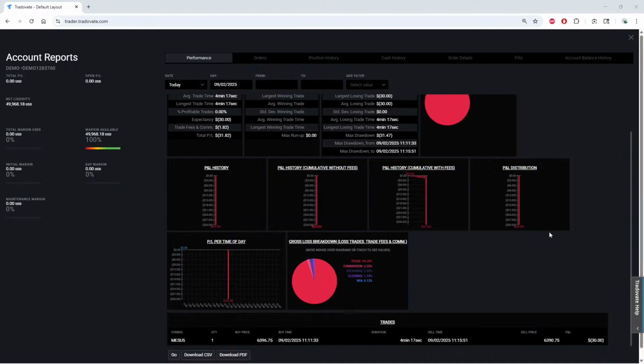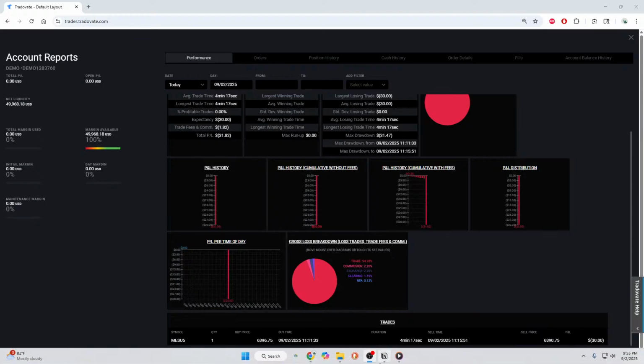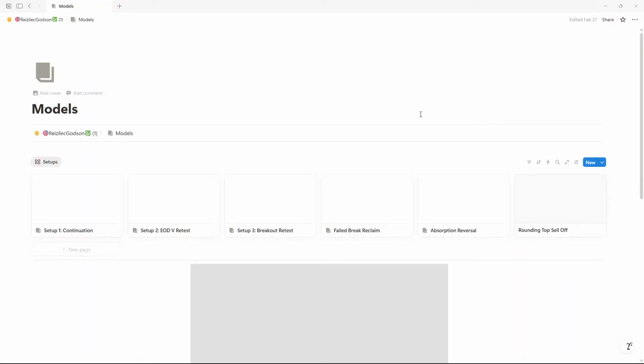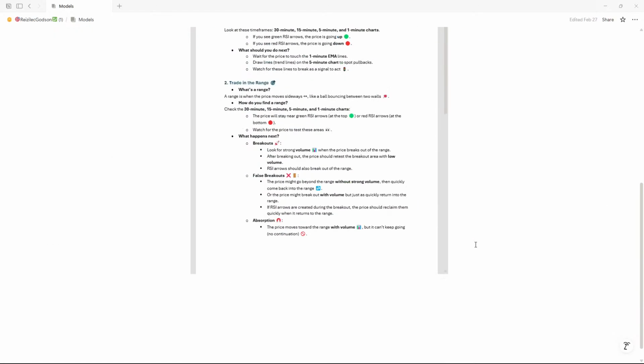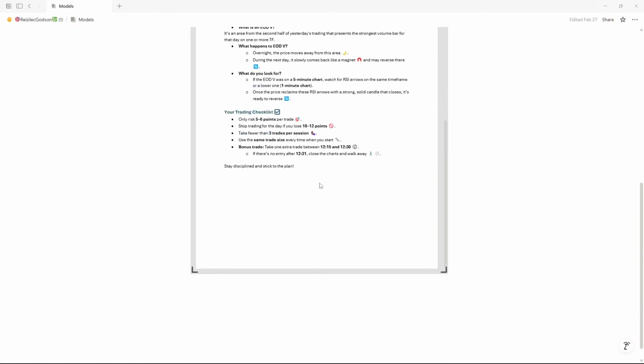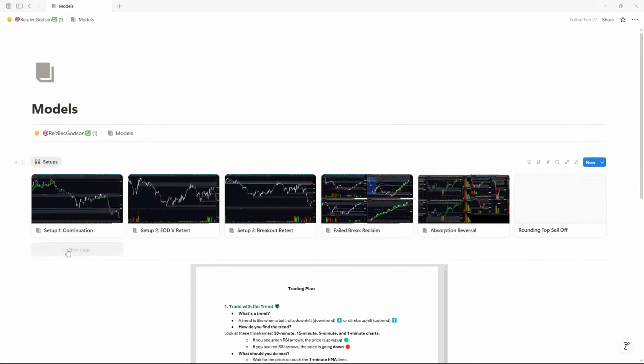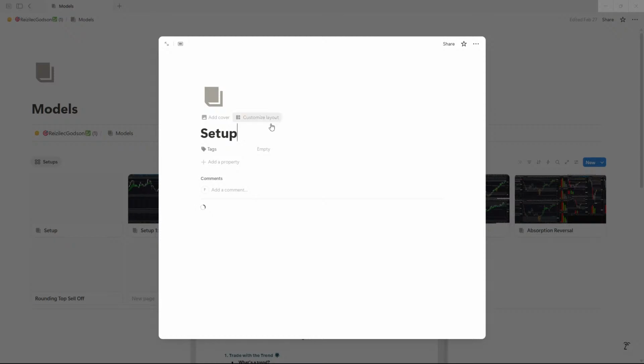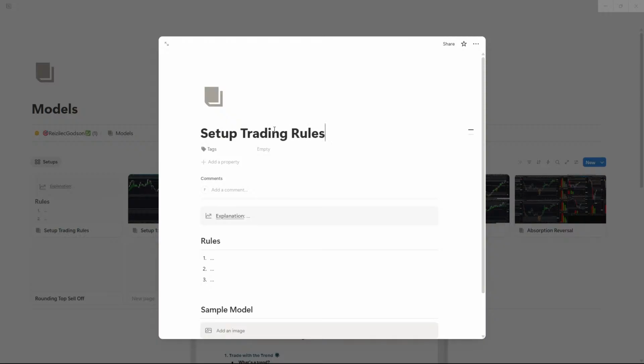my trading rules. Actually, let me type up my trading rules. Now, let's go to model. Alright, so this is my old plan. Create a whole new plan. Alright, so this is the setup. Alright, so this is trading rules. Right? So explanation.